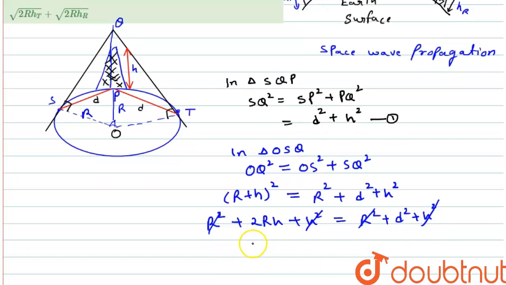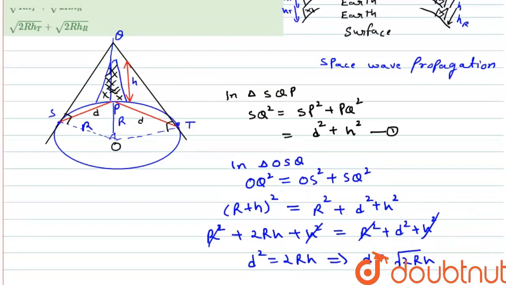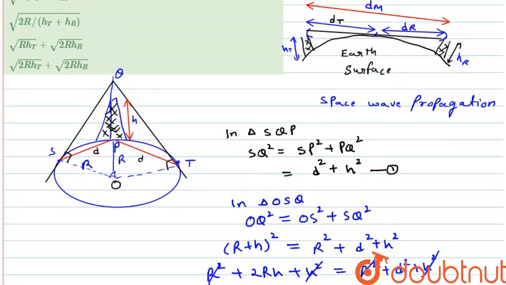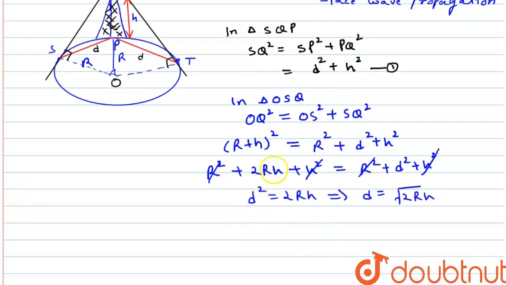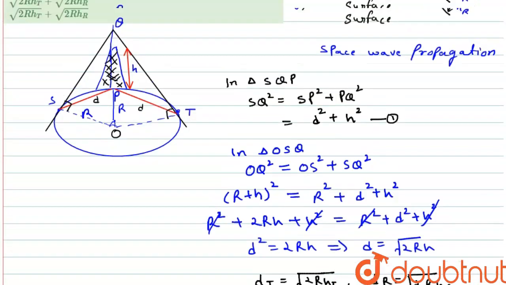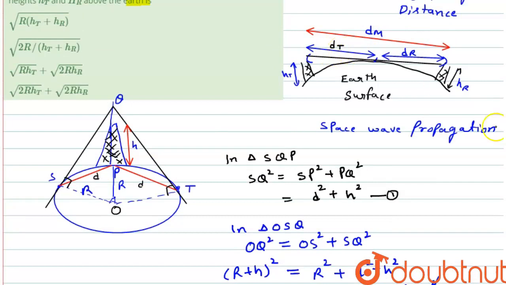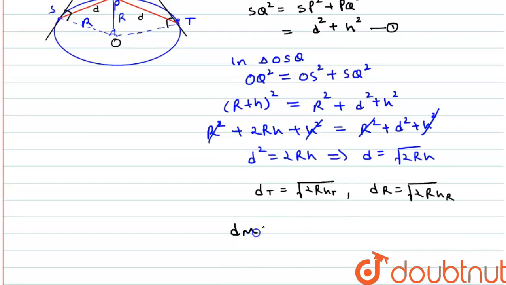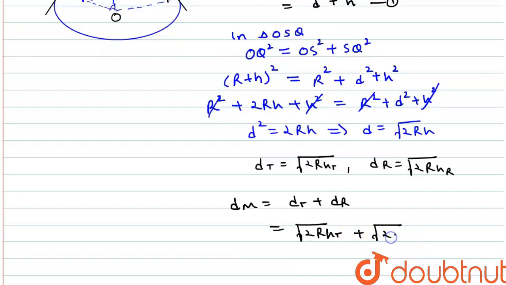So it is clear that D square will be equal to 2RH, and D will be equal to the square root of 2RH. Here, dt will be equal to the square root of 2RHT, and dr will be equal to the square root of 2RHR. It is clear that dm will be equal to dt plus dr. So putting the values, dm is equal to the square root of 2RHT plus the square root of 2RHR.